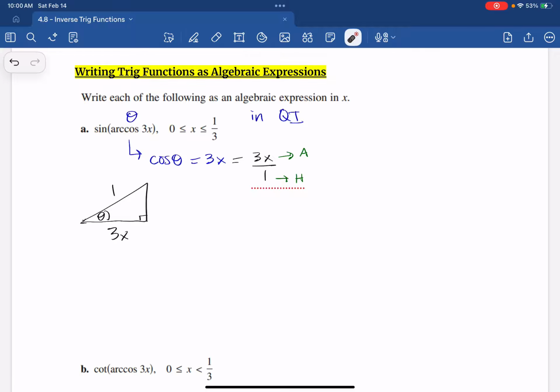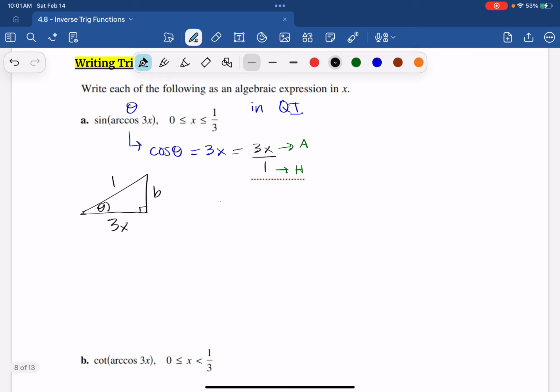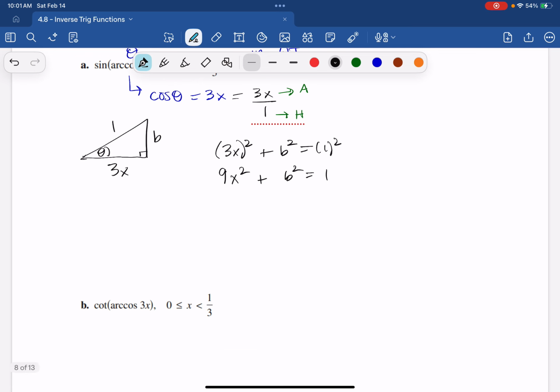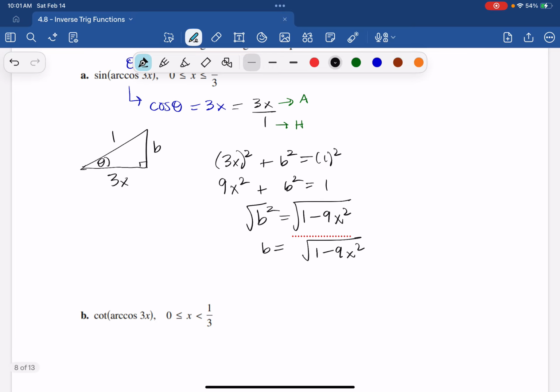So we need to figure out what is this opposite side here. So I'm going to label that as B. And we're going to figure out what B is using Pythagorean theorem. So we have 3x quantity squared, a squared plus b squared equals 1 squared. So squaring 3x gives me 9x squared plus b squared equals 1. So to solve for b, subtract 9x squared from both sides. B squared equals 1 minus 9x squared. Square root both sides. B equals the square root of 1 minus 9x squared. And we're assuming the positive value since we're in quadrant 1. So that's my B.